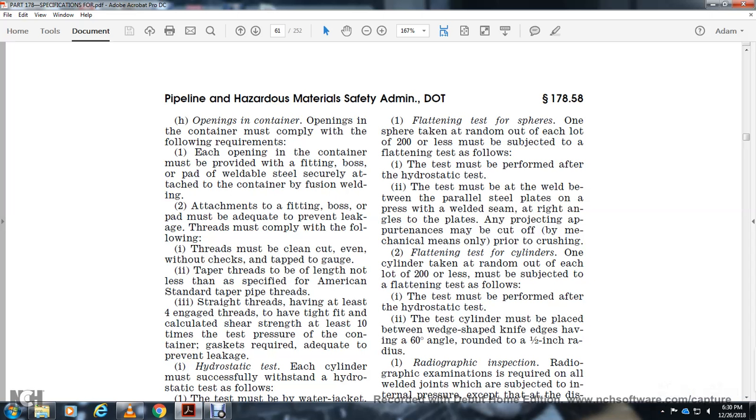Flattening test for cylinders: one cylinder taken at random out of each 200 or less must be subjected to the flattening test as follows. The test must be performed after the hydrostatic test. The test cylinder must be placed between wedge-shaped knives, each having a 60-degree angle. The 60-degree angle is rounded with a half-inch radius.